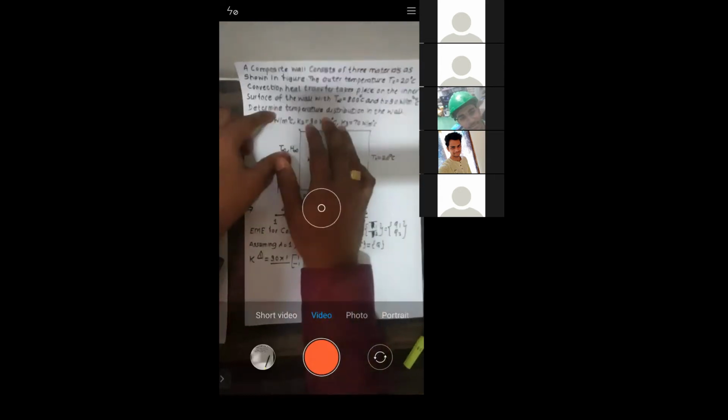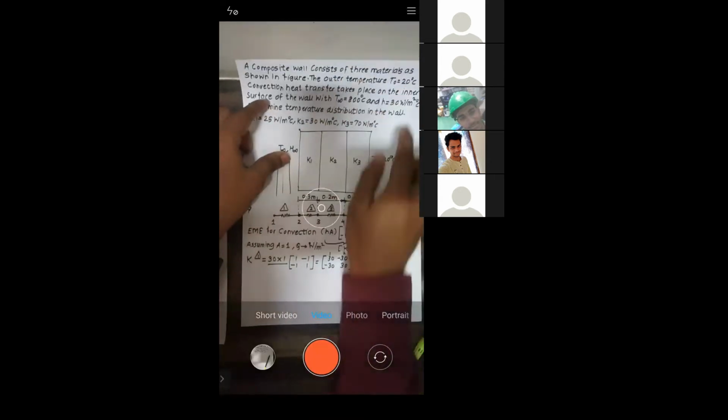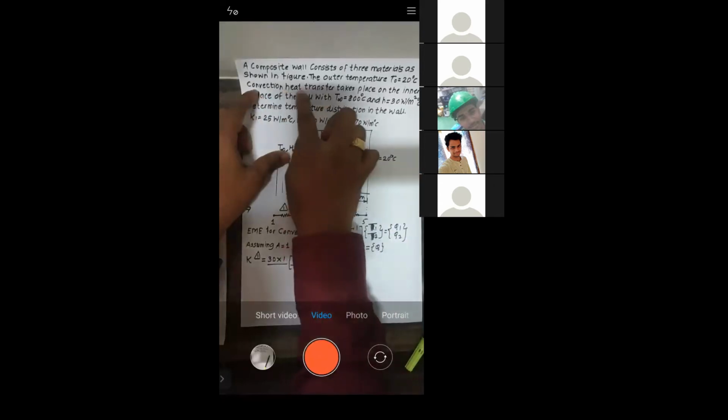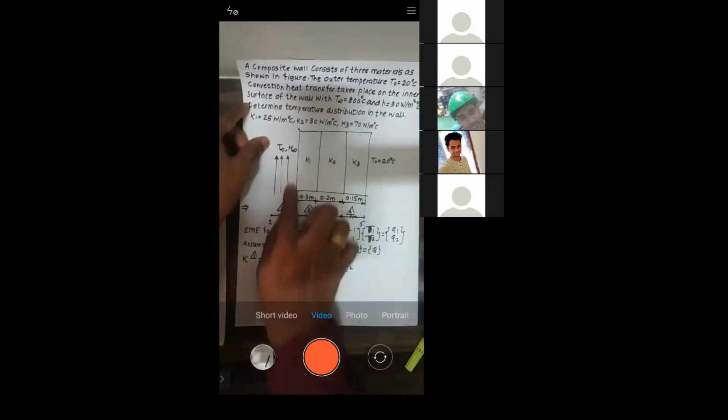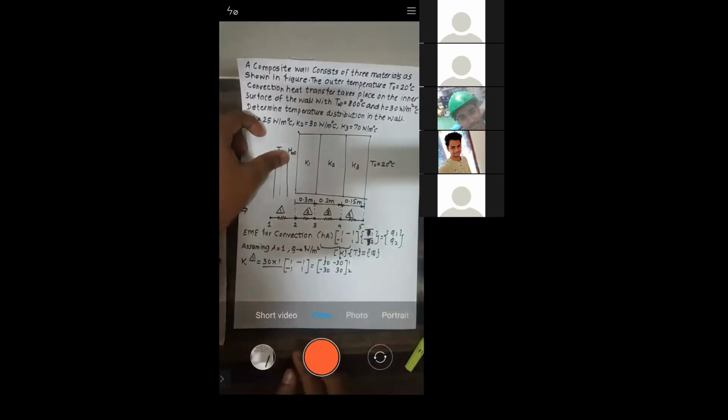See, in the problem it is clearly stated. The outer temperature is 20 degrees Celsius. Convection heat transfer takes place on the inner surface of the wall. So only on the inner surface there is convection. Getting or not? They haven't mentioned it on the outer surface. So how can you take it directly?